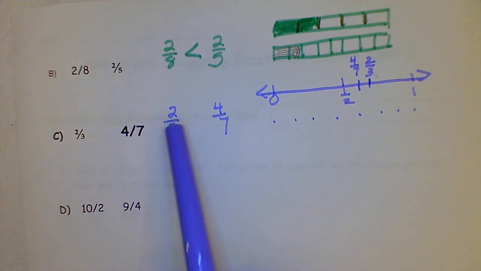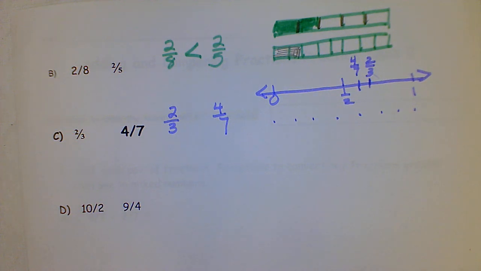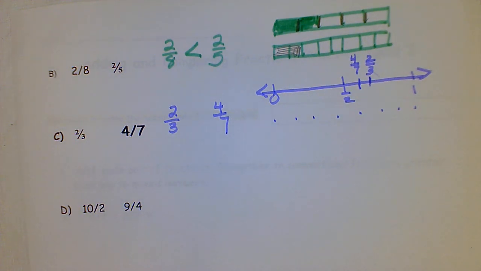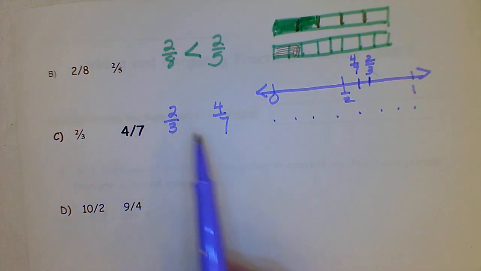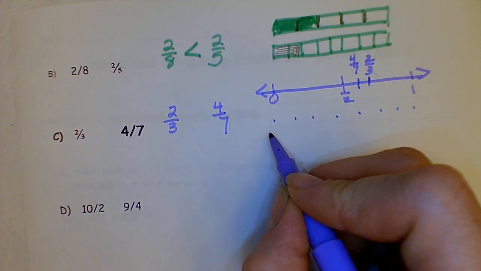So we're going to go with the way that I think is the smartest way to go, where you're going to have the most reliable answer, and that is to get common denominators. So again, how do we do that? We're going to take the fraction and multiply it by the other fraction's denominator. So I'm going to start with 2/3.